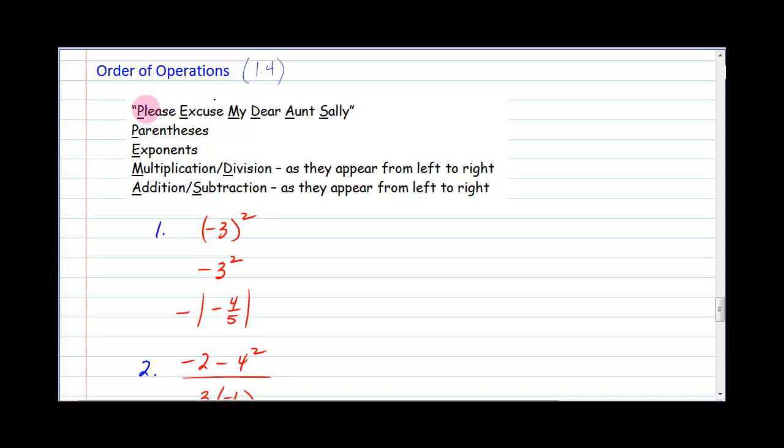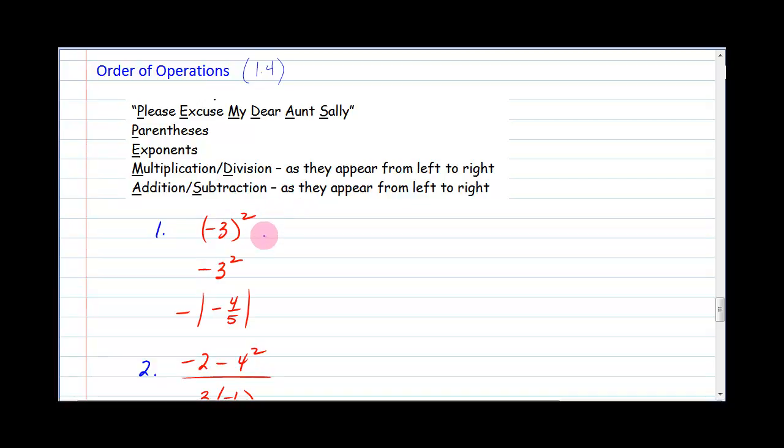Most of you remember the acronym, Please Excuse My Dear Aunt Sally, where the P is for parentheses, excuse is for exponents, my dear stands for multiplication and division, Aunt Sally is addition and subtraction. Be aware that when we multiply and divide, we can do either one of those first, as long as we're doing it in the order they appear from left to right, just the way that we read. Same thing for addition and subtraction. We want to perform those operations in the order that they appear from left to right.